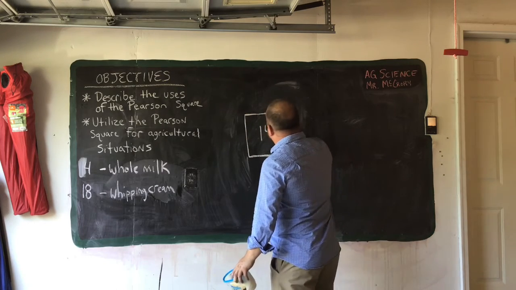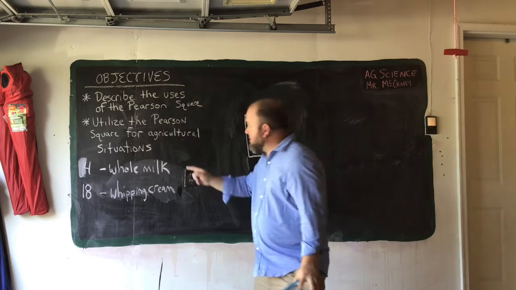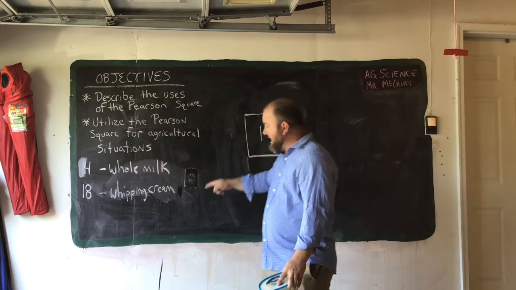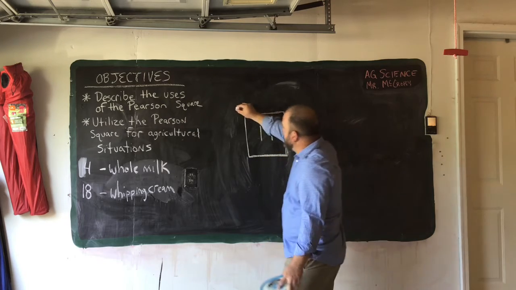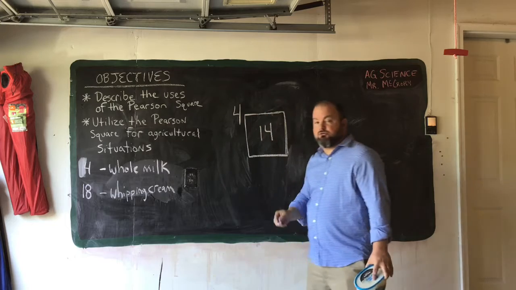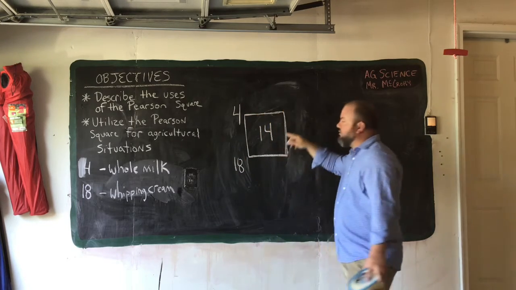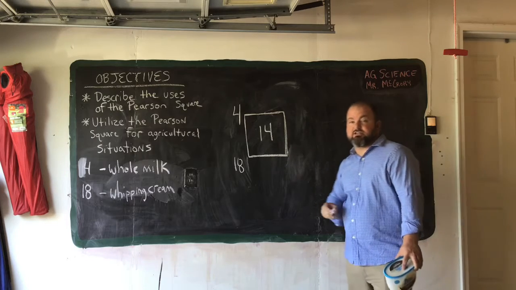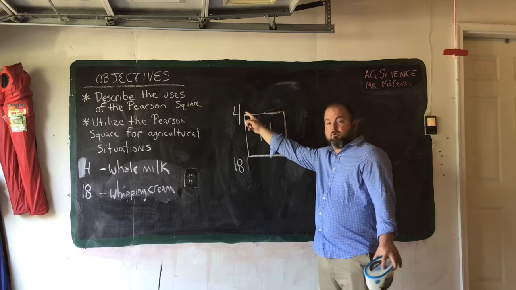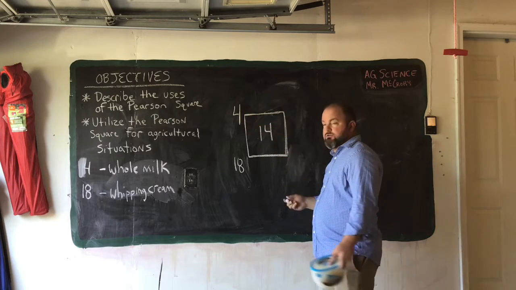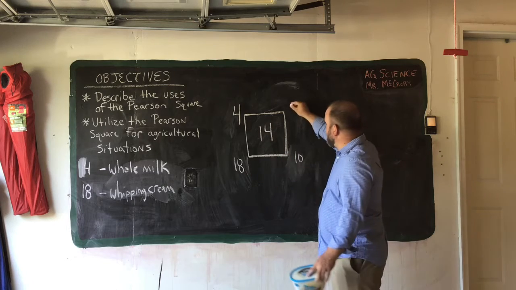So if we have 14% as the desired outcome for ice cream, and we are going to mix whole milk and whipping cream, where do those go? Well, the smaller number will go right here. The larger number will go right here. And the desired number will always, always, always go in the center. So in this situation, we are going to find the difference. So 4 and 14, the difference is 10, and 18 and 14, the difference is 4.